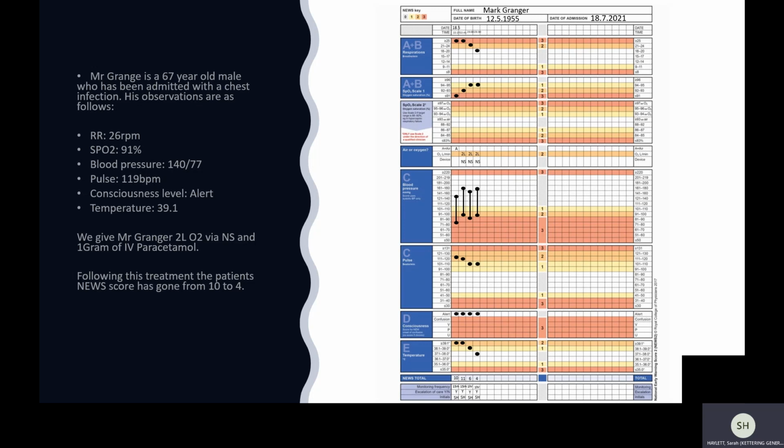We repeat his observations again and we can see actually he's responding really well and his NEWS score is now 6. And then we do another set of observations and he's responded really well and Mr. Granger's NEWS score is now 4. So we can see that the nurse looking after Mr. Granger has responded to the high NEWS score of 10 and escalated. Paracetamol and O2 was given and we can see a decline in the NEWS score which reflects this.